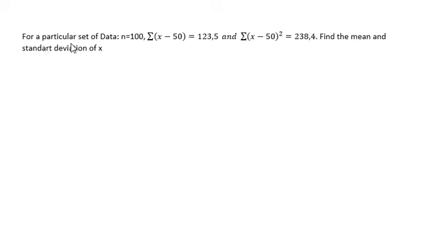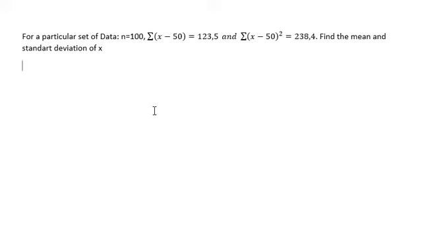For a particular set of data, n equals 100, the summation of (s minus 50) equals 123.5, and the summation of (s minus 50) to the power of 2 equals 238.4. Find the mean and standard deviation.